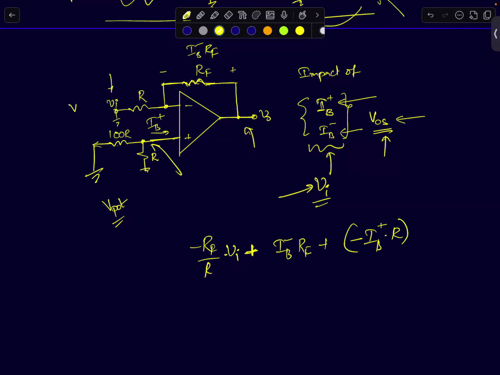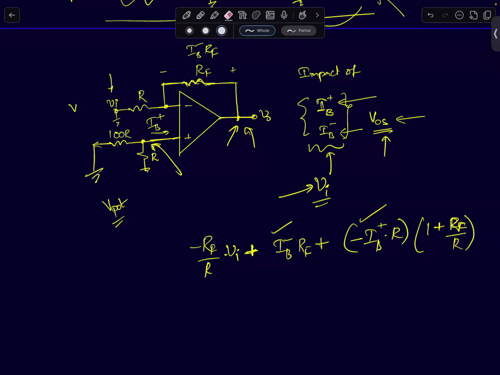Okay, minus IB plus into R will be the voltage at this point. That multiplied by 1 plus RF by R will be the output voltage due to this. Okay, so IB plus I have captured, IB minus I have captured. Next is the V offset voltage.